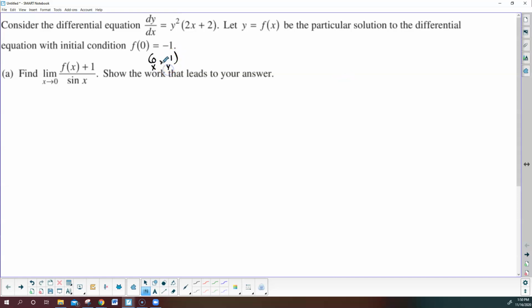Now notice, if I wanted to, I could find the slope right away at this point. If I plug in 0 and -1, that would give me the slope. Which actually, I might do that. I have a feeling that's going to come into play.